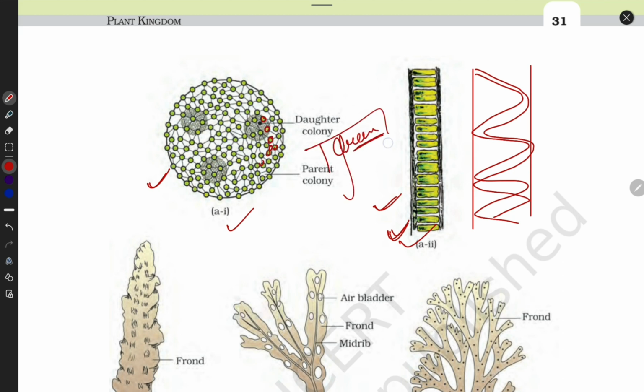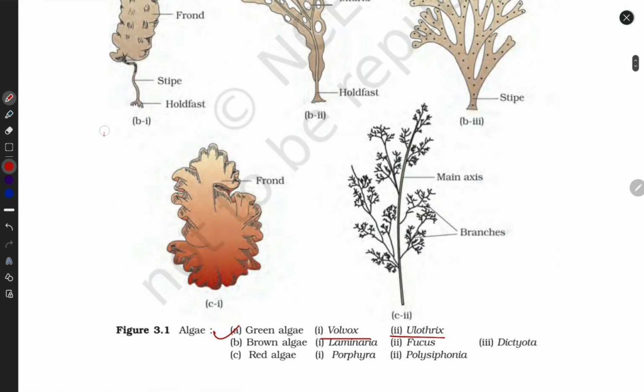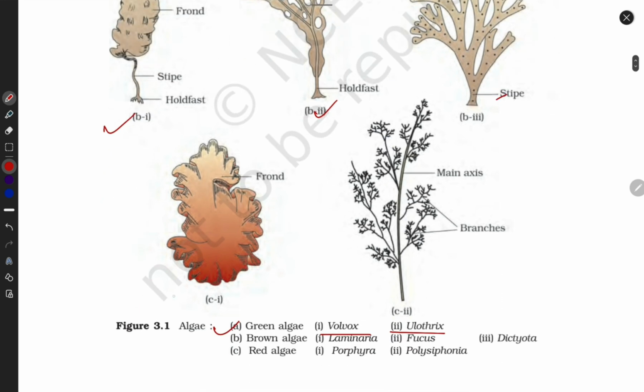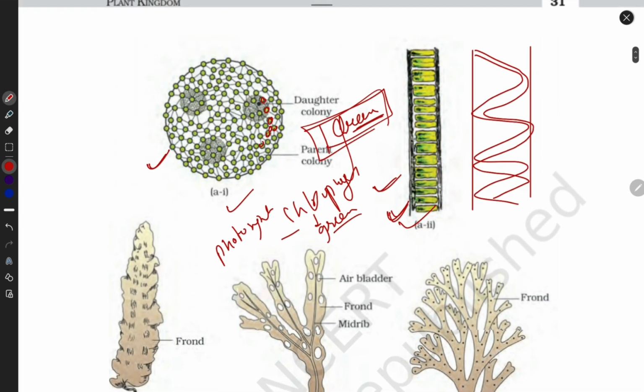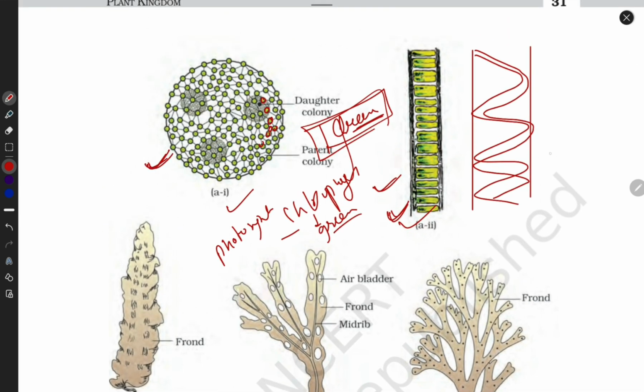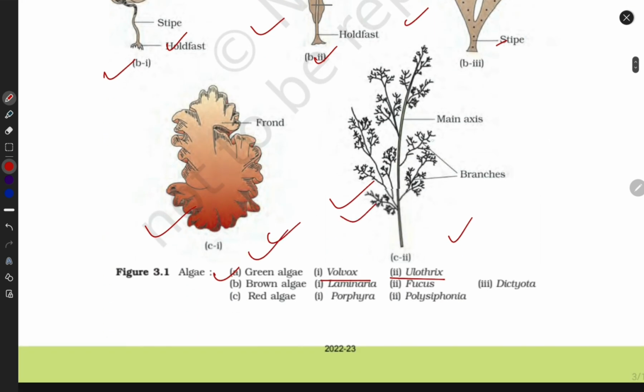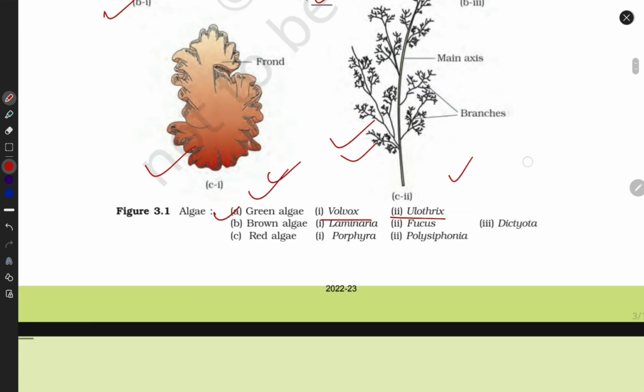These are green algae. Why do we call them green algae? Because they have chlorophyll, which is green in color, and they perform photosynthesis. Now, another one is Laminaria, this is Fucus. Guys, they are brown algae. Look here, and they are red algae: Porphyra and Polysiphonia. Remember these examples and their structure. This is easy, guys. Everything is easy if you practice.